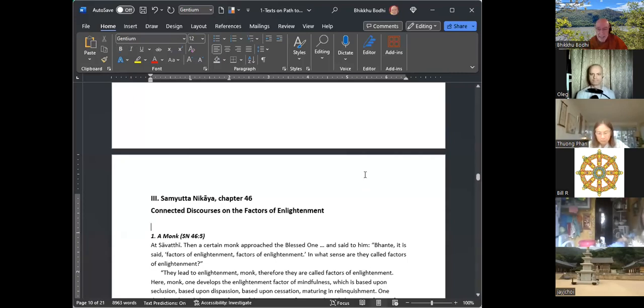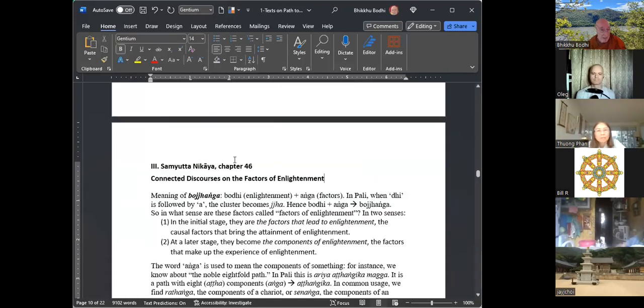And in today's class and next month's class, we'll be dealing with a different presentation of the path, which are called the factors of enlightenment. There are many discourses or suttas on the factors of enlightenment in the Samyutta Nikaya in chapter 46. So we'll be using just a few of these suttas as the basis for our exploration.